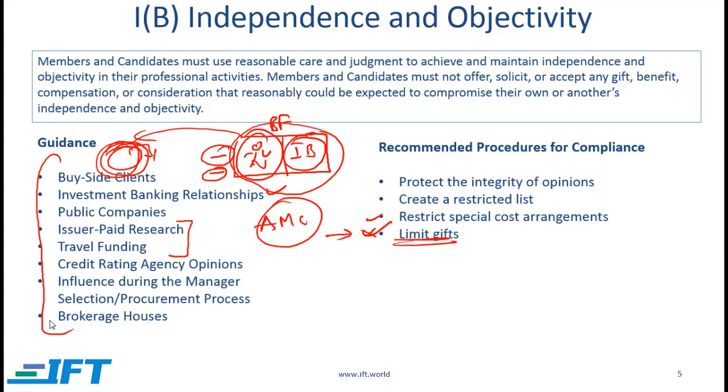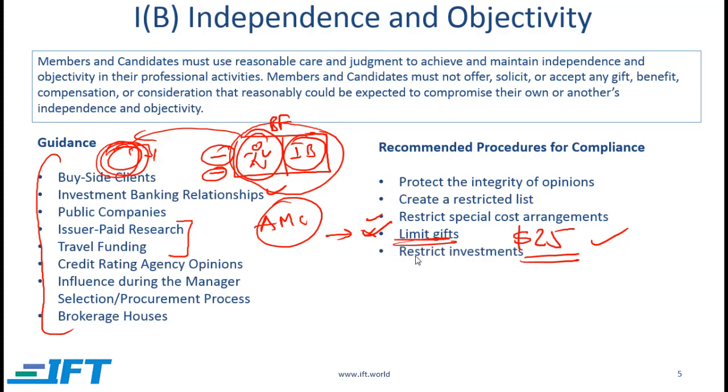Going back to receiving gifts from one of these entities, the recommended procedure is to establish strict limits based on local customs. For example, in some countries, the gift limit might be that anything under $25 is acceptable, but gifts over this value should not be accepted. This would mean that simple gifts like calendars and so on would be alright, because one would not expect a calendar to influence the independence and objectivity of a research analyst.